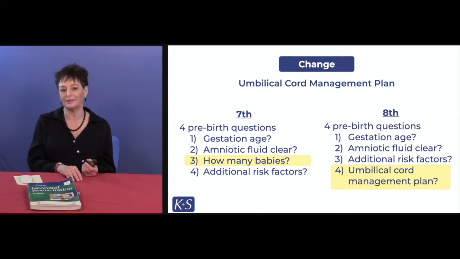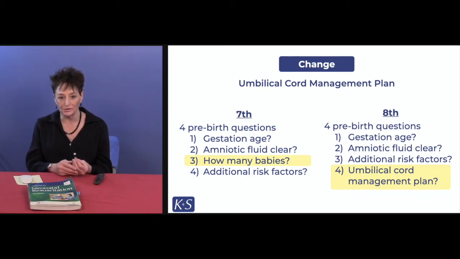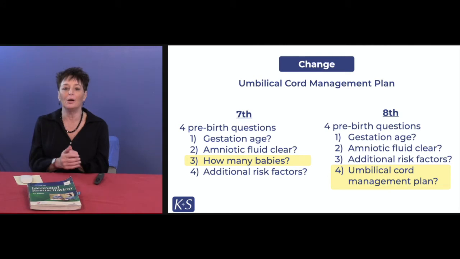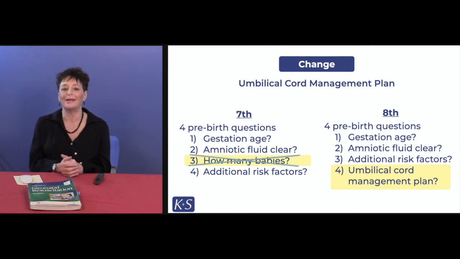So the change, they have added umbilical cord management. In the 7th edition, the 4 pre-birth questions were gestational age, is the amniotic fluid clear, how many babies, and what are the additional risk factors. In the 8th edition, the 4 pre-birth questions are, what is the gestational age, is the amniotic fluid clear, are there additional risk factors, and now umbilical cord management plan. No longer are they asking how many babies.